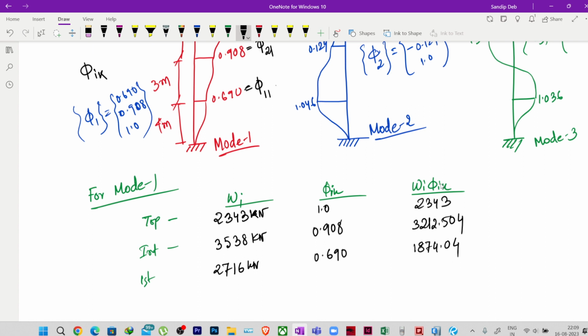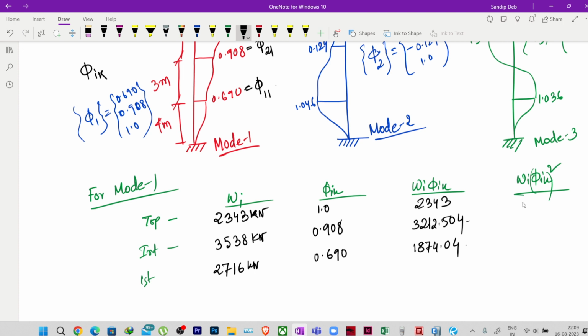Phi ik means in one mode, story 3, mode 1 story 2, mode 1 story 1, like this. So ik is the modal coefficient, and we multiplied the seismic weight of the story by the modal coefficient. Fine. Now another factor we need, which is Wi phi ik square.